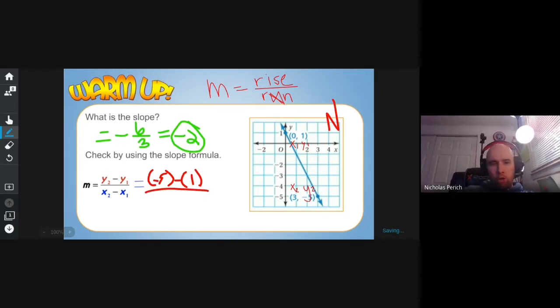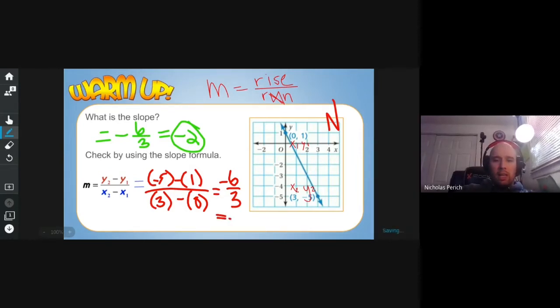X sub 2 I called 3. Always put the minus in the middle. And x sub 1 I called 0. Negative 5 minus 1 is negative 6. 3 minus 0 is 3. And just like I said up here, negative 6 divided by 3 is negative 2.